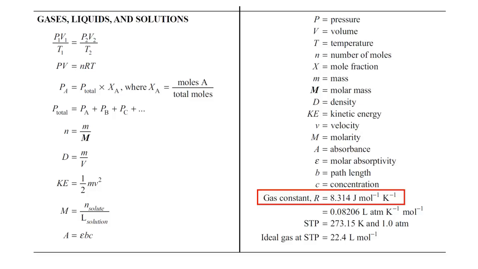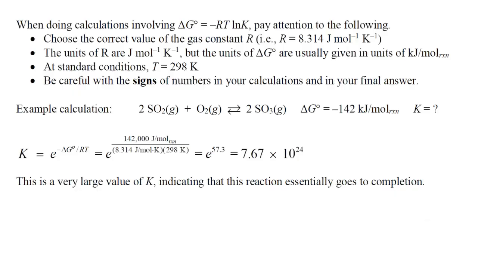So do not use 0.08206, which has units of liters and atmospheres per Kelvin per mole. So that other version of R, that would be used if you were using the traditional ideal gas law calculation, PV equals nRT. But under these conditions, where you're using delta G equals negative RT natural log of K, the R value that you want to use is 8.314 joules per mole per Kelvin.